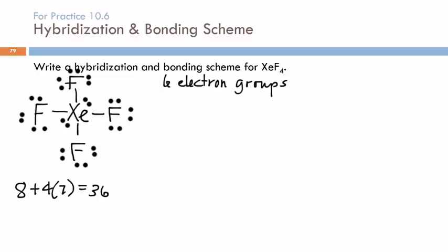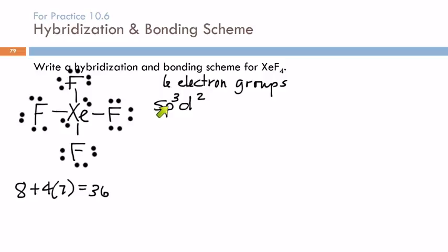So 6 electron groups, that means when I hybridize my orbitals, I need 6. So I got 1, 2, 3, 4, ran out of fingers. Then you go into the D's, right? So sp3d2. That's the hybridization. This comes from the number of electron groups. The number of electron groups comes from the correct Lewis structure. Everybody okay with that?